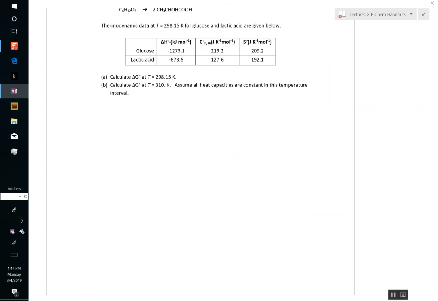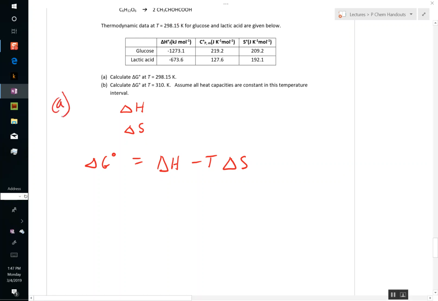So you're going to try to get down to a point where you can solve this equation. You're going to calculate a delta H, you're going to calculate the delta S, and it's occurring at 298.15 K, so you can calculate a delta G that way. This is part A. You calculate delta H, calculate delta S, and plug it all in here, and you get a delta G.